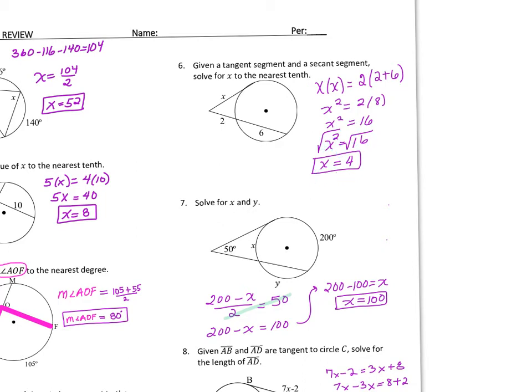On number 7, 200 minus x divided by 2 equals 50, which is the outside angle. If I multiply 2 times 50, I'm going to get 100. I'm going to have 200 minus x equals 100. I'm going to switch both of these here. If the x moves to the right side, it becomes positive. But if the 100 moves to this side, it becomes negative. 200 minus 100 is 100. So x equals 100.